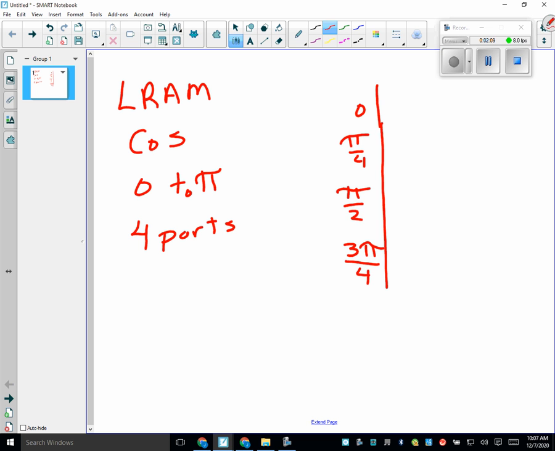Okay. What's cosine of 0? 1. What is the cosine of pi over 4? Radical 2 over 2. What is the cosine of pi over 2? 0. And 3 pi over 4? Negative radical 2 over 2.